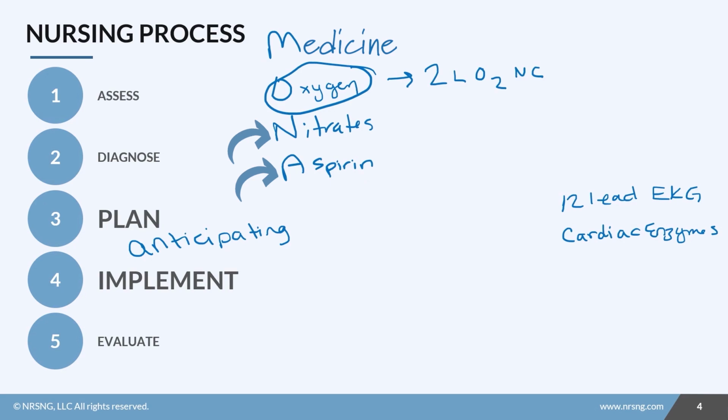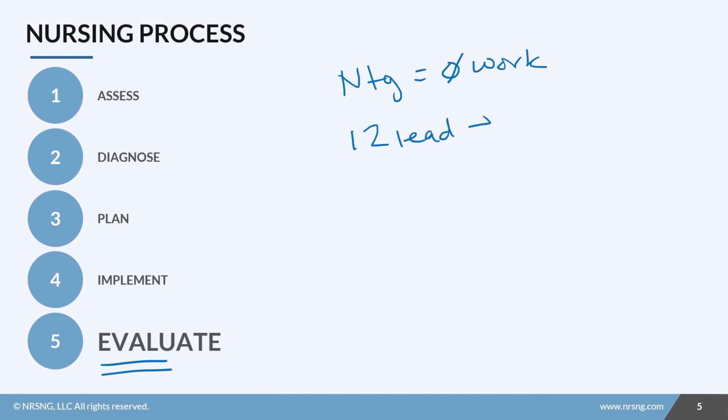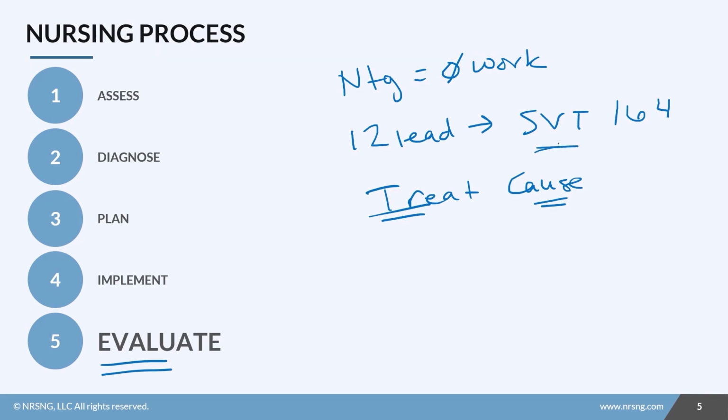So now we need to evaluate. This is a step in the nursing process that a lot of people skip, so make sure you evaluate. In the case of this patient, let's say the nitro did not work and the 12 lead EKG is showing that the patient is actually in supraventricular tachycardia, or SVT, with a rate of 164. At this point, we have to treat the cause. If we know what the cause is, or we can figure it out, we need to take care of it. So we'll notify the provider and anticipate the move to some sort of cardioversion to address this SVT, because that's probably what's causing it.